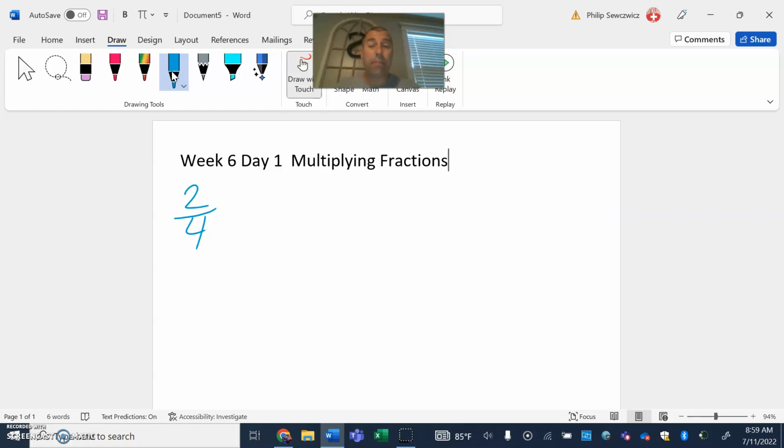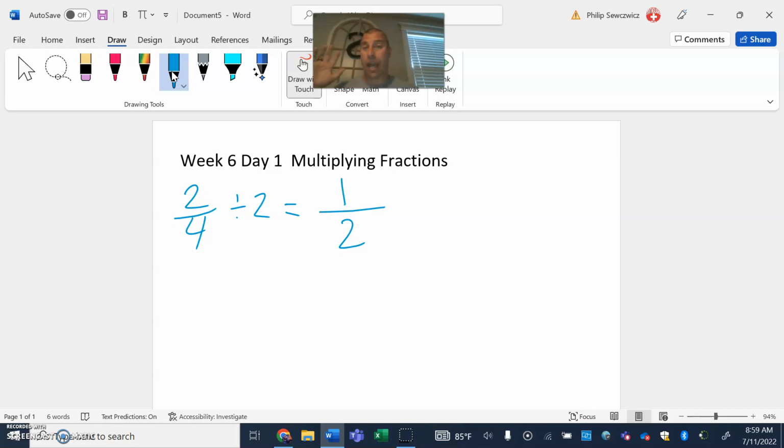So, for example, we can divide both of these numbers by 2. And so when we do that, 2 divided by 2 is 1. 4 divided by 2 is 2. We have a simplified fraction. 2/4 is the exact same as 1/2.